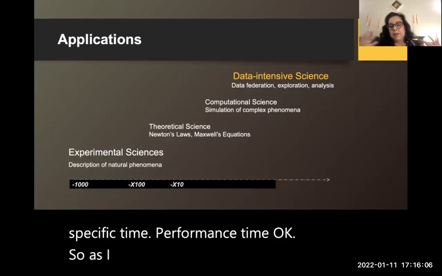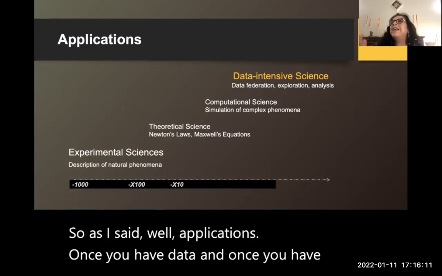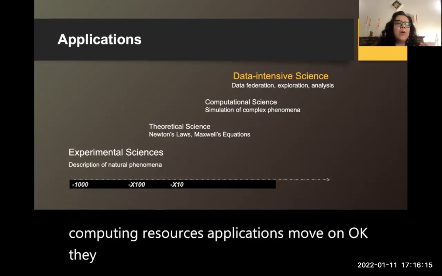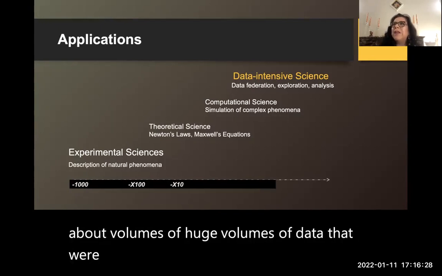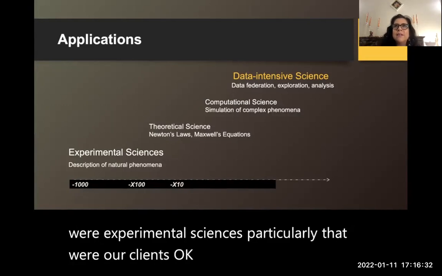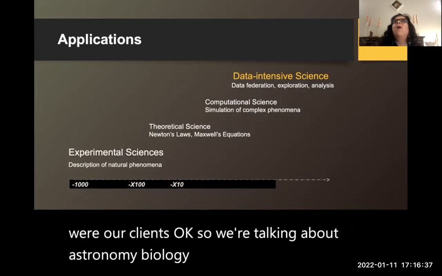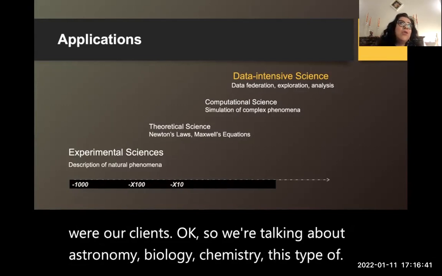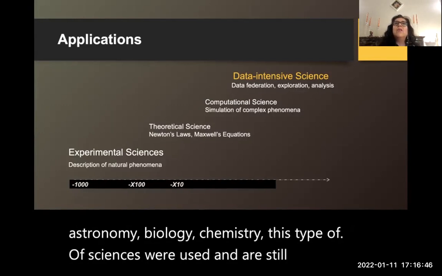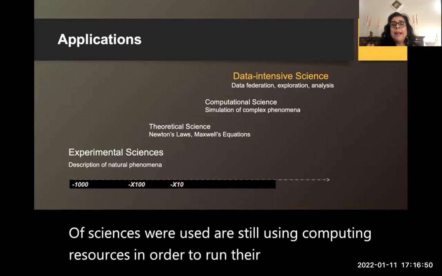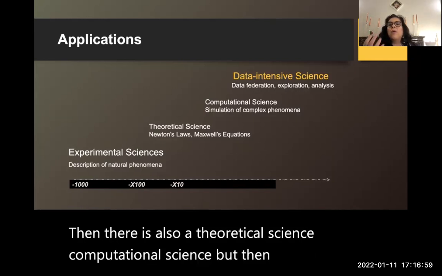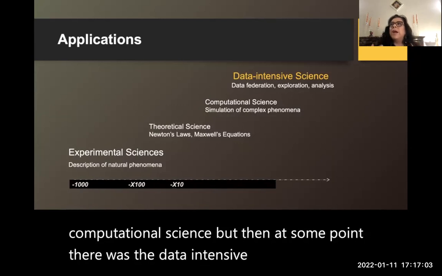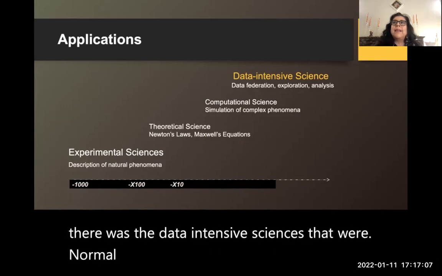So as I said, applications, once you have data and once you have computing resources, move on. They evolve. At the beginning of the history of computing science, when we talked about huge volumes of data, experimental sciences were particularly our clients. Fields such as astronomy, biology, and chemistry used, and are still using, computing resources in order to run their models. Then there is also theoretical science, computational science, but at some point there were the data-intensive sciences that were normal clients of this type of requirements.